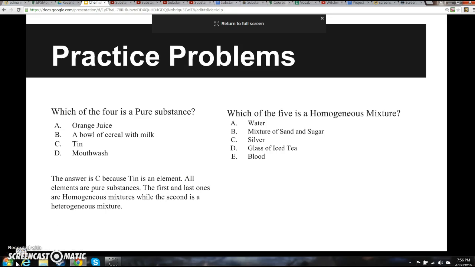In the second practice problem here, which of the five is a homogeneous mixture? Water, a mixture of sand and sugar, silver, a glass of iced tea, or blood? Well, hopefully from what you've learned here today, you can figure out that the answer to this question is actually A, water. If you can't figure that out, maybe go back through the video and try to figure out what you might have missed. But that's all for substances, mixtures, homogeneous mixtures, and heterogeneous mixtures.